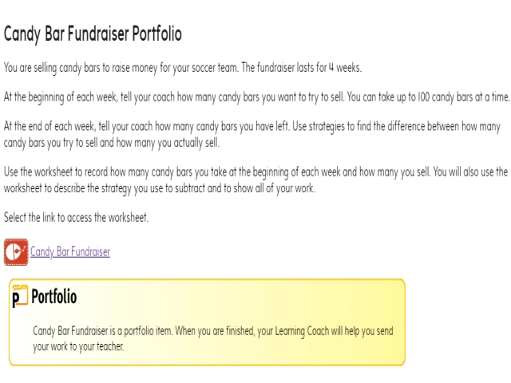Use the worksheet to record how many candy bars you take at the beginning of each week and how many you sell. You will also use the worksheet to describe the strategy you use to subtract and show all of your work. So you don't have to use the same strategy each time. You can use different strategies.